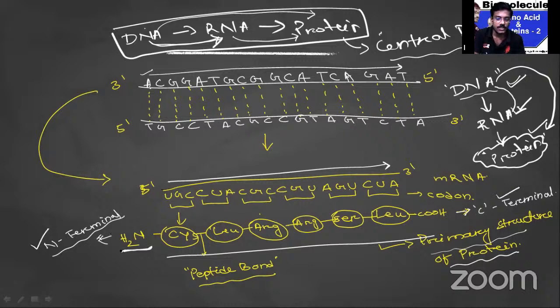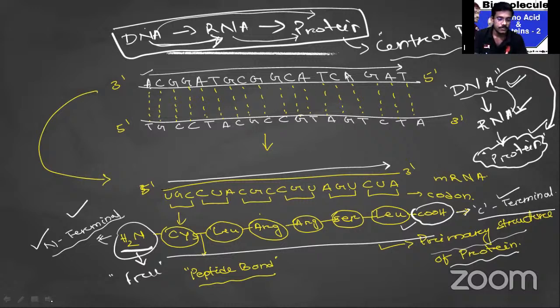Here, this amino acid has the NH2 group that is free. The NH2 group is free here. That's why this is called the N terminal. And this amino acid at the end part is leucine, and here there is the carboxylic group. That's why this is called the C terminal of the primary structure of the protein.